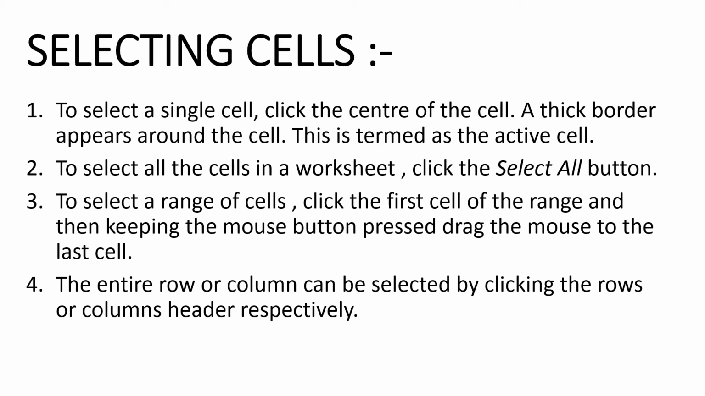When you want to select a particular required number of cells, at that time you will click on the first cell of the range, and then keeping the mouse button pressed, drag the mouse to the last cell. Then next, an entire row or column can be selected by clicking on the row or column header respectively. These four features of selecting cells we are going to see practically, then you will understand in a better way. So let us start.